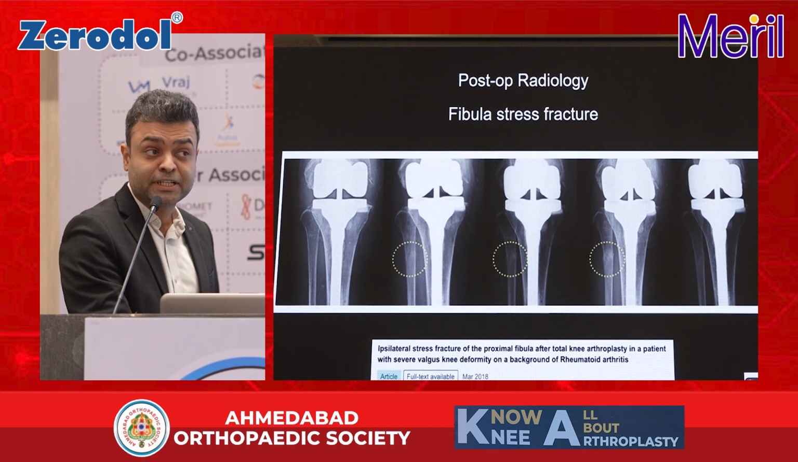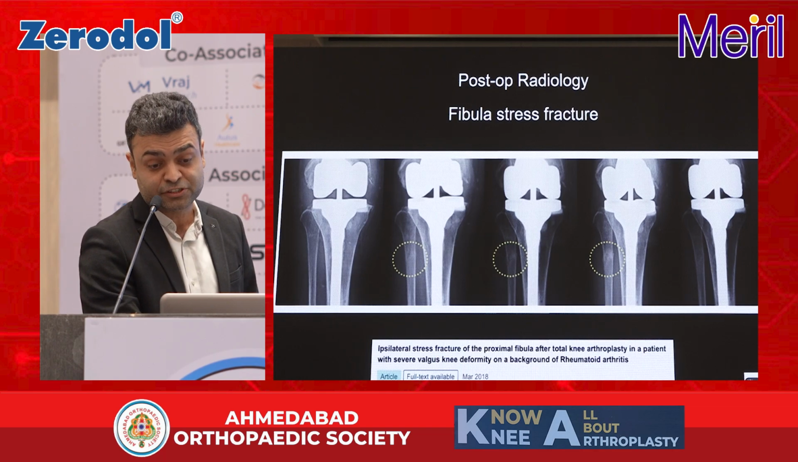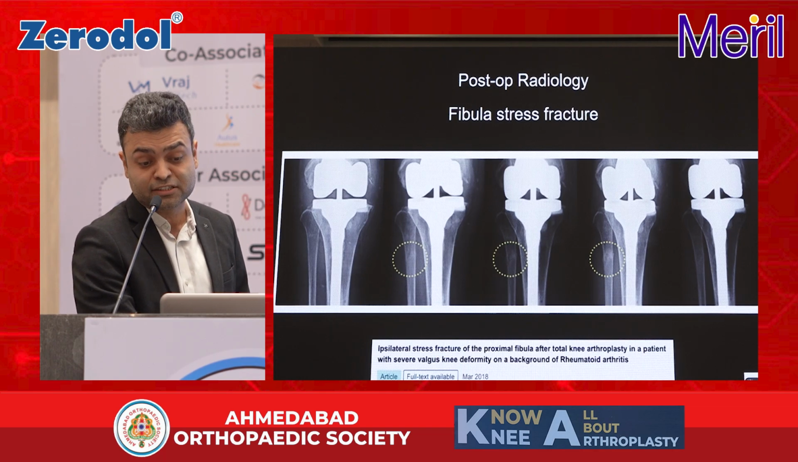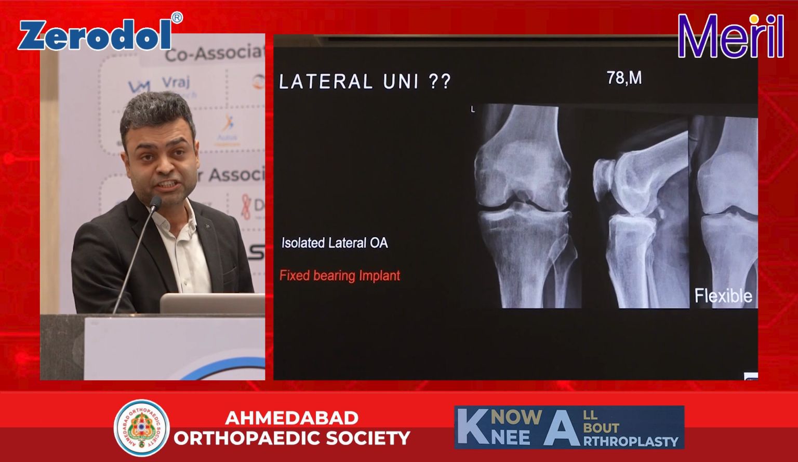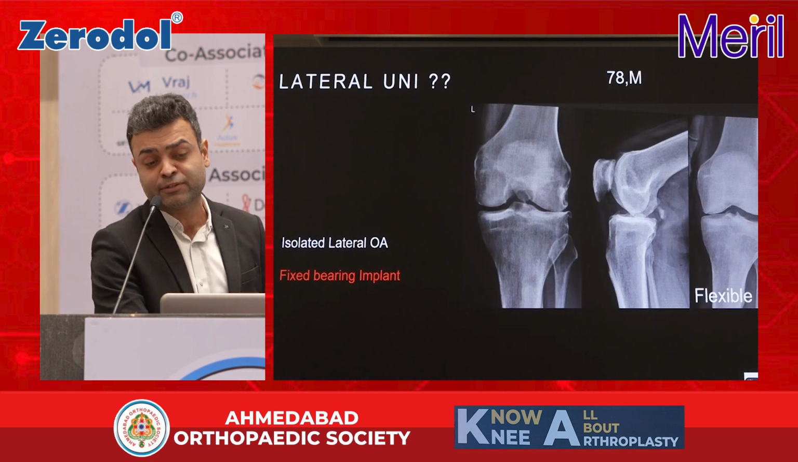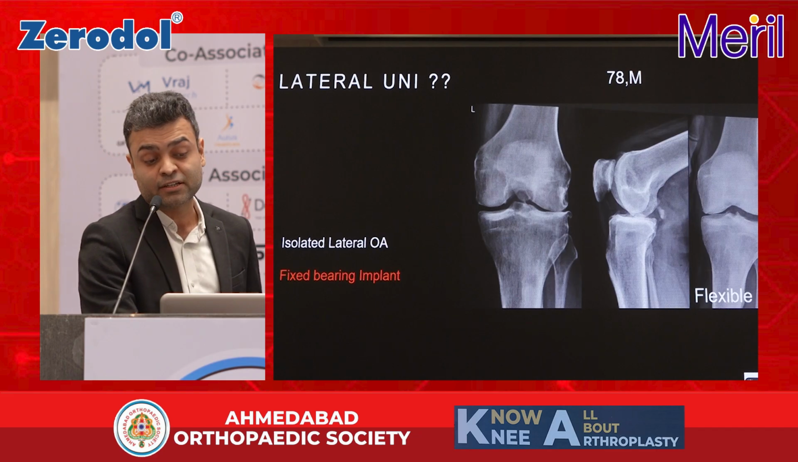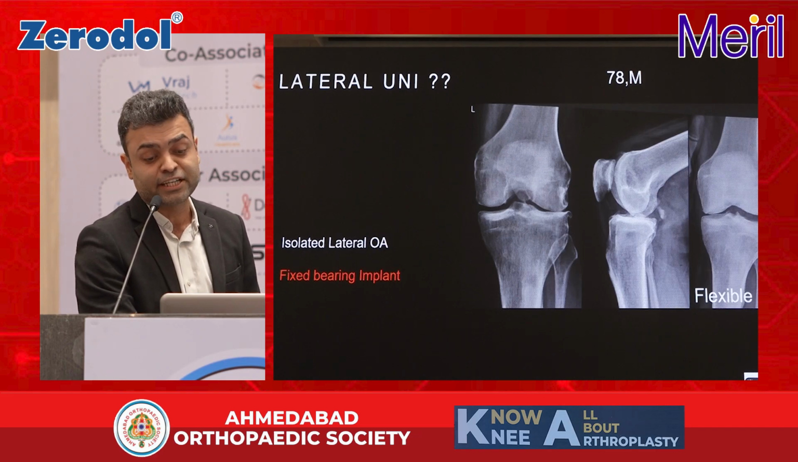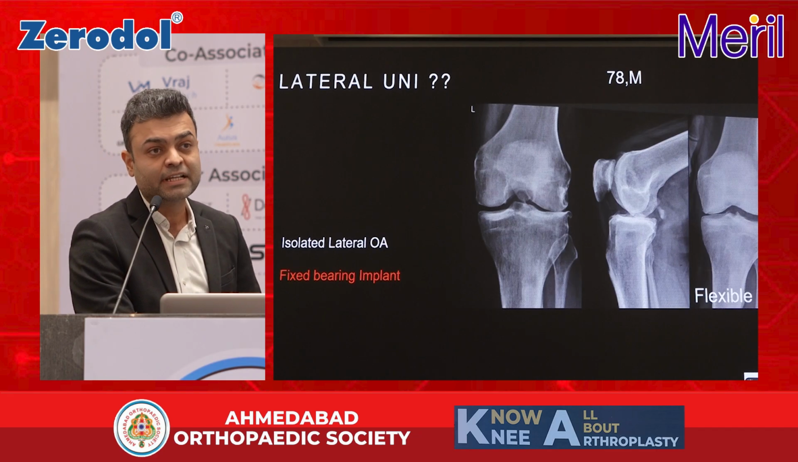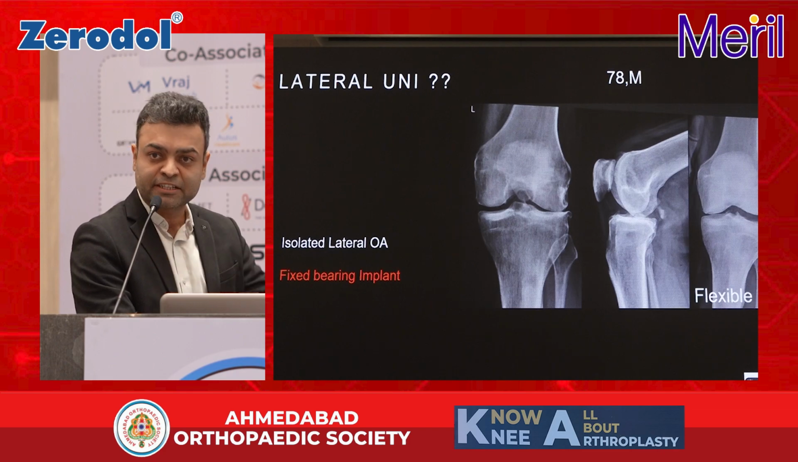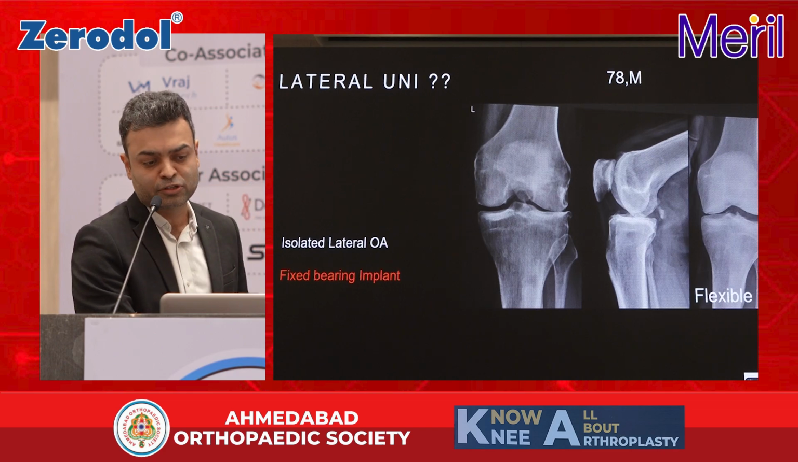Most of the rheumatoid patients with valgus deformities can end up with a stress fracture, and they heal conservatively most of the time. Lateral uni: is there any role in 2026 for lateral uni? If the patient is old and has only unicompartmental disease, then you can undergo a lateral uni. A fixed bearing implant is preferred because the lateral joint is always lax as compared to the medial side.